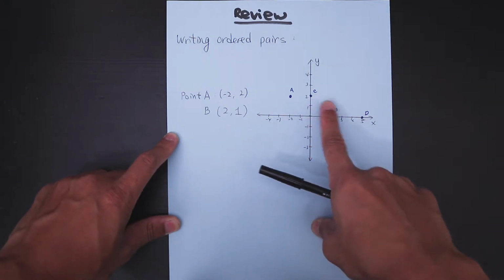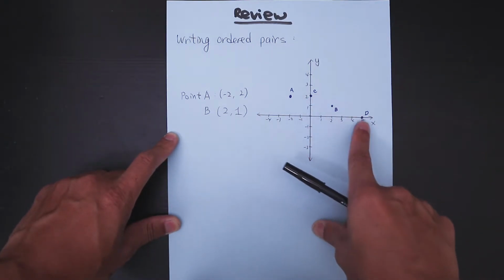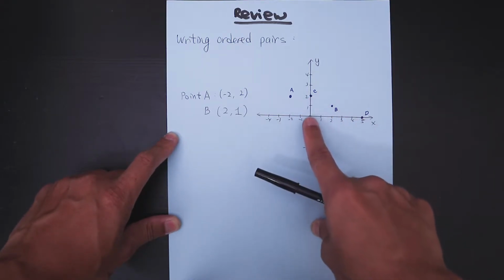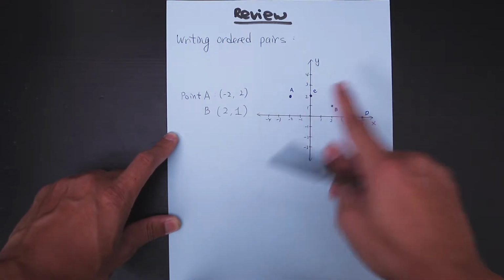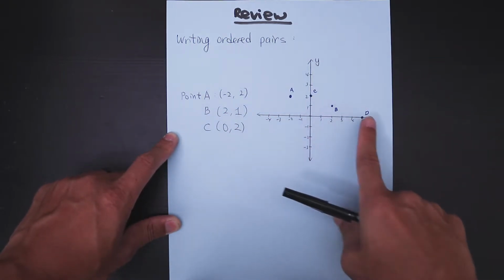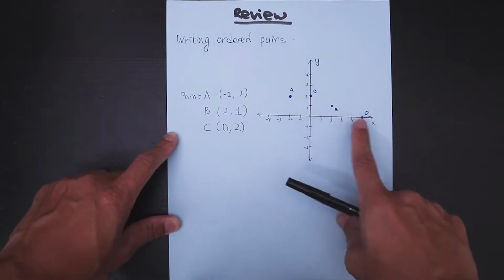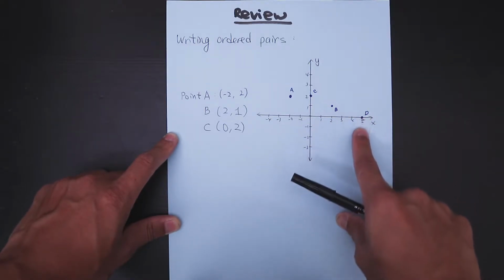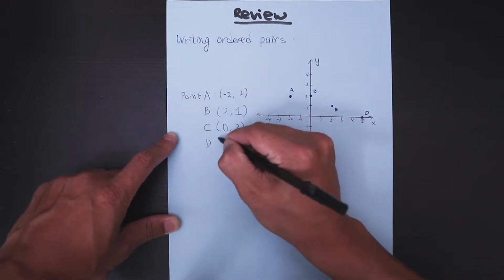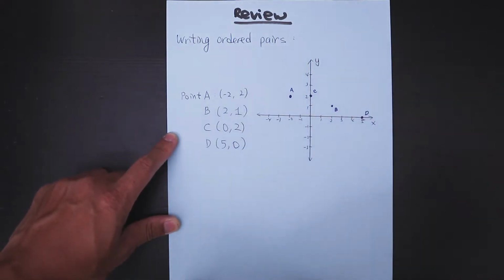And then point C and point D are the ones that actually got confused by a lot of students. So you notice that for C, the x value is 0, the y value is 2. So that means it's going to be 0, 2. And then for point D, lastly, the x value is 5, the y value, since it's not above or below the x-axis, is 0. So for point D, it's going to be 5, 0.